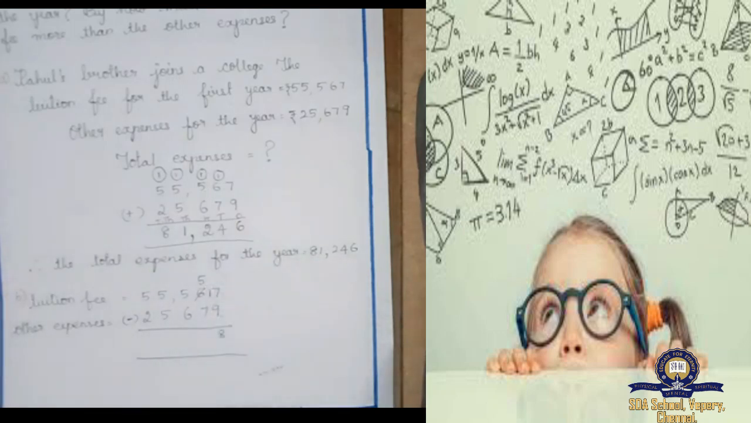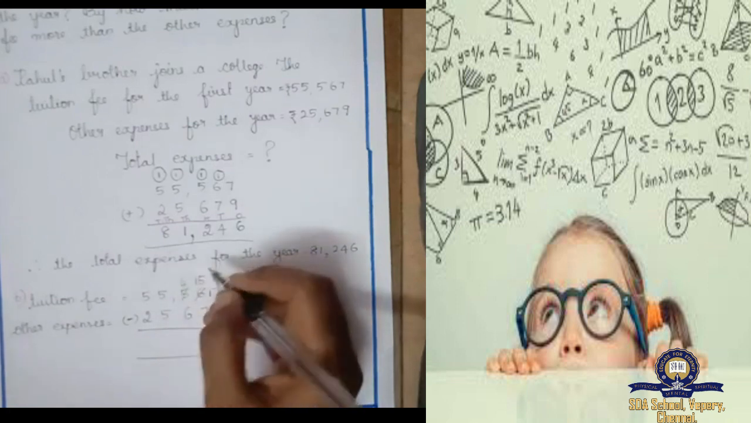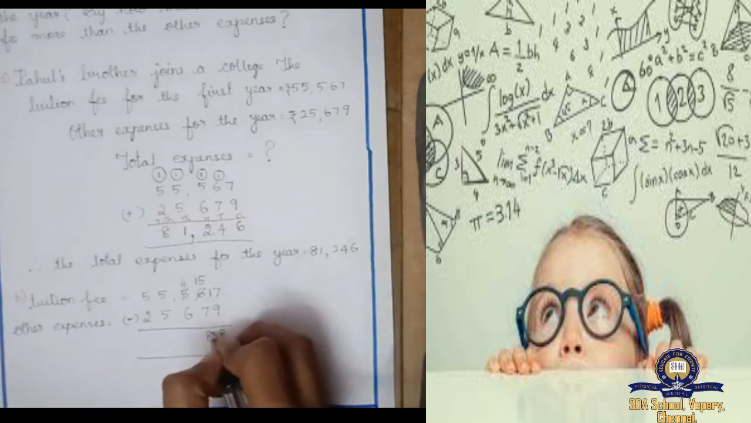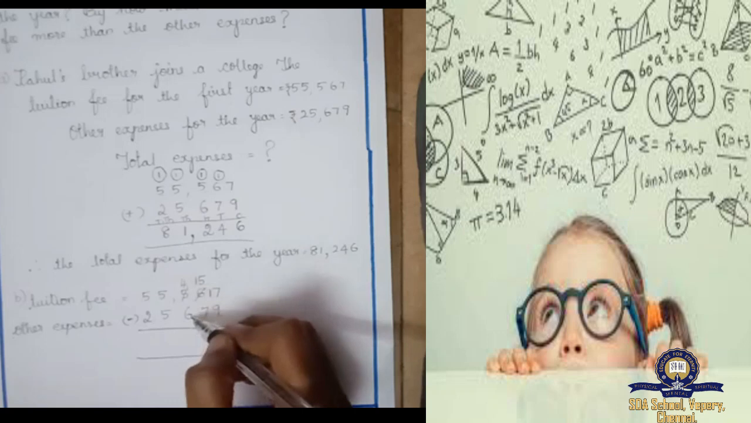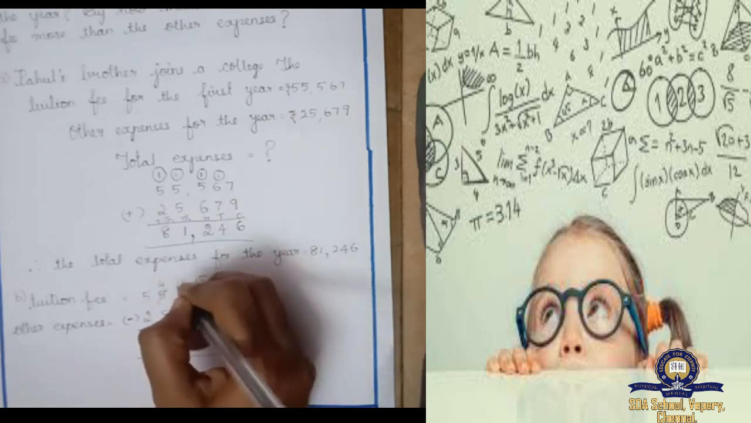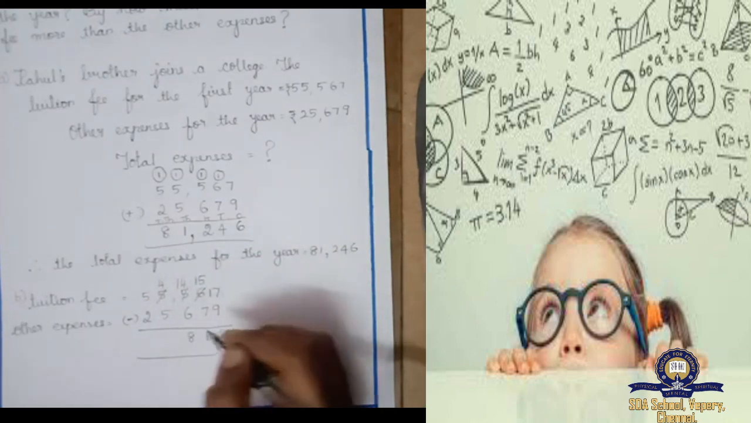From 5 we cannot minus 7, so we have to borrow. This will become 4, this will become 15. 15 minus 7 is again 8. From 4 we cannot, so this will become 4 and this will become 14. So 14 minus 6 is 8.